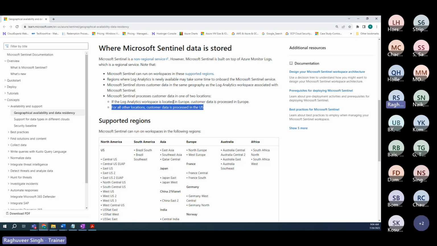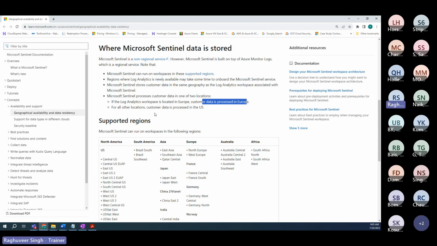Since Europe has GDPR and they are very stringent on GDPR, they have put sanctions and penalized a lot of businesses in the past. Microsoft is also cognizant of the fact. So, if the Log Analytics workspace is in Europe, the data will be stored and processed in Europe itself by Sentinel. So the metadata is in Europe.